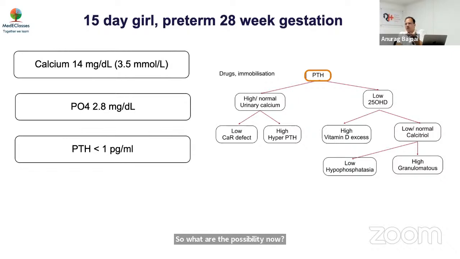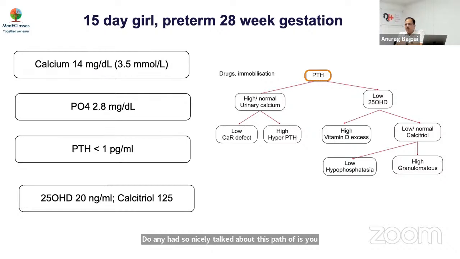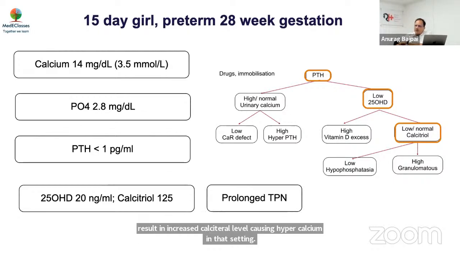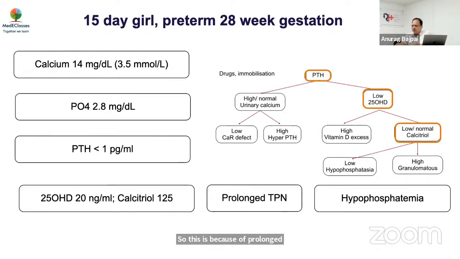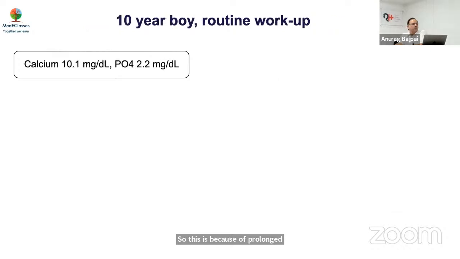Dhwani had so nicely talked about this pathophysiology: if you have hypophosphatemia, you will have increased 1-alpha hydroxylase action, and this will result in increased calcitriol level, causing hypercalcemia in that setting. So this is because of prolonged TPN and phosphorus deficiency. It's not a PTH dependent cause.